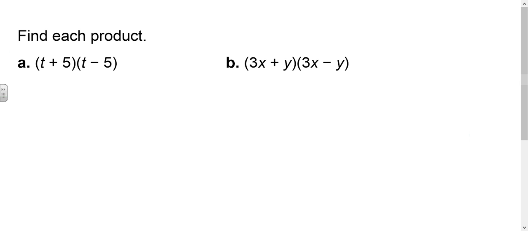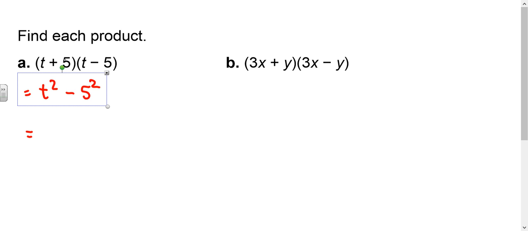Okay, so here's your chance to practice the shortcut. We're not going to multiply the whole thing out. We're just going to use the shortcut. So I see that I have t and 5 and t and 5, but one is a plus and one is a minus. So I know that the pattern is to take t and square it, and subtract, and take 5 and square it.